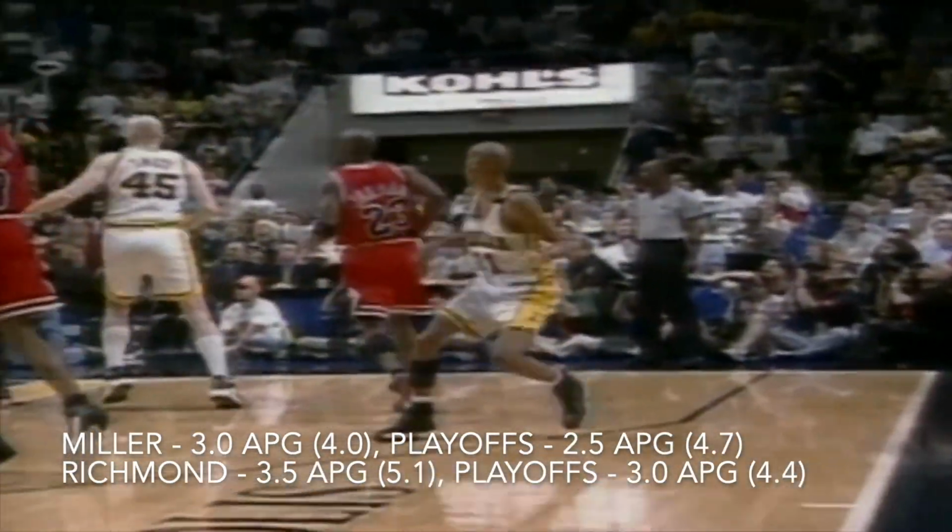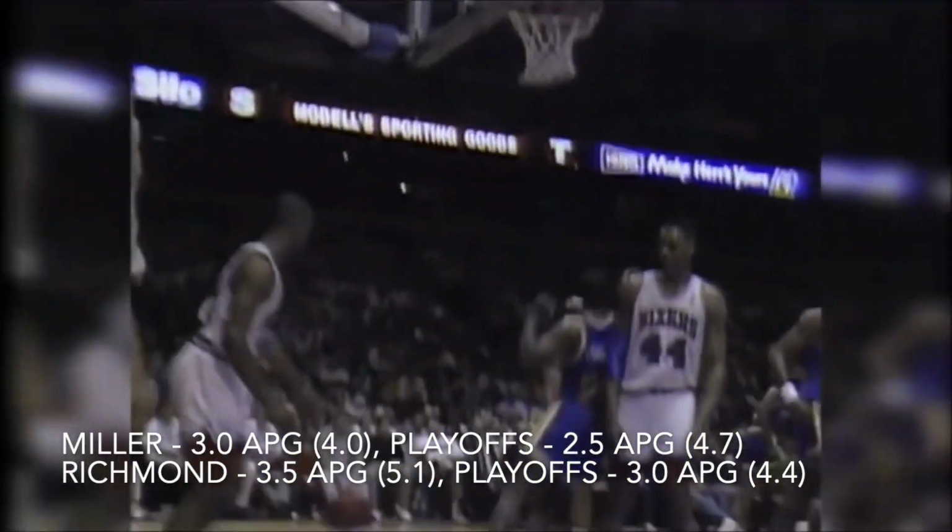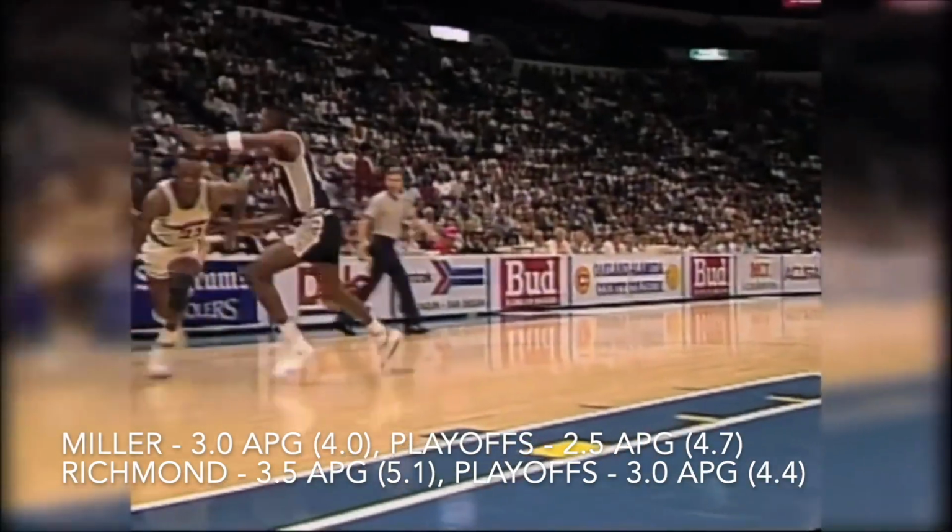In the passing category, Miller averaged 3 assists per game for his career, peaking at 4 per game in 1991, and 2.5 assists per game in the playoffs, peaking at 4.7 a game in 1992. For Richmond, he averaged a higher 3.5 assists per game for his career, peaking at 5.1 a game in 1992, and 3 assists per game in the playoffs, peaking at 4.4 a game in 1989.